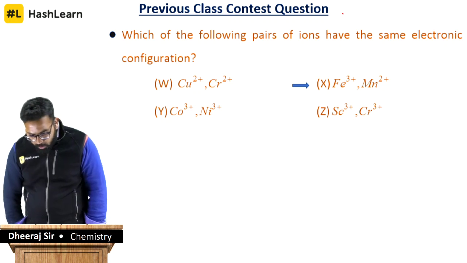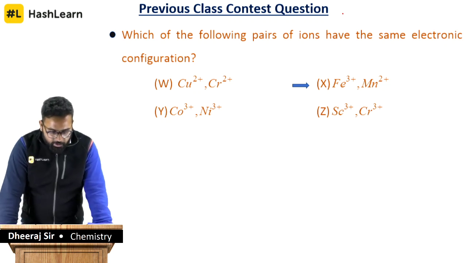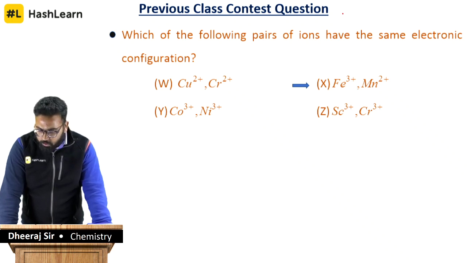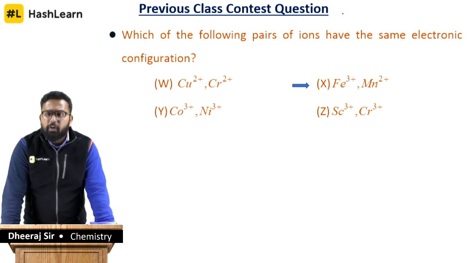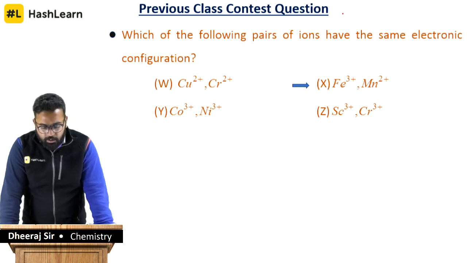So let me give you a quick breather for the day. We have a previous class contest question. I had a class a couple of minutes ago, and we have a contest question from that previous class. Which of the following pairs of ions have the same electronic configuration?